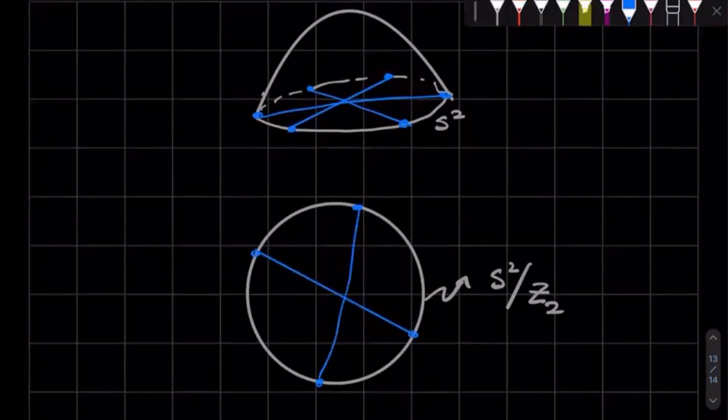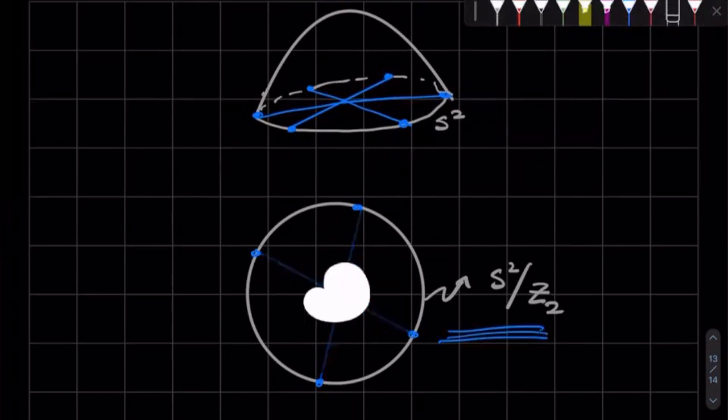So this is just identification. So let's keep that in mind. Sir, will this be S2 or D2? Because the edge is S2, sorry. The edge is S2 and the inside is basically the interior of D3. Of D3. Then sir, won't the space be something like D2 over Z2?